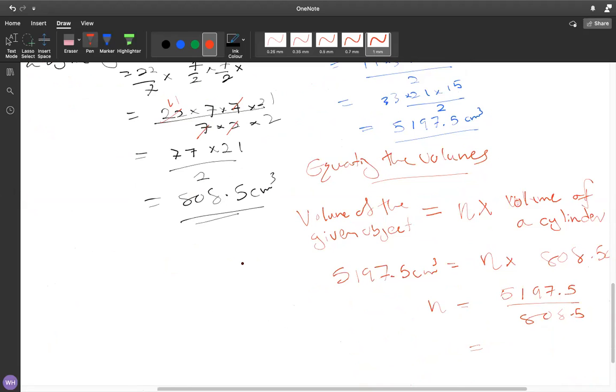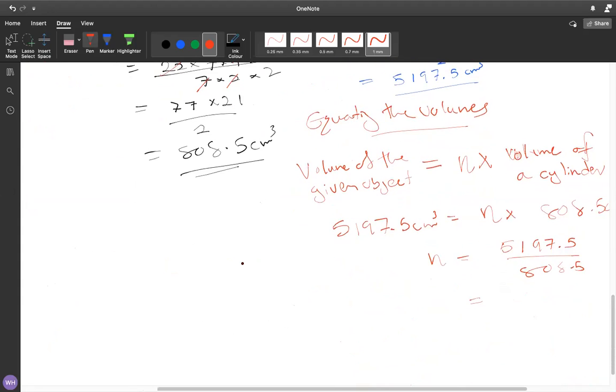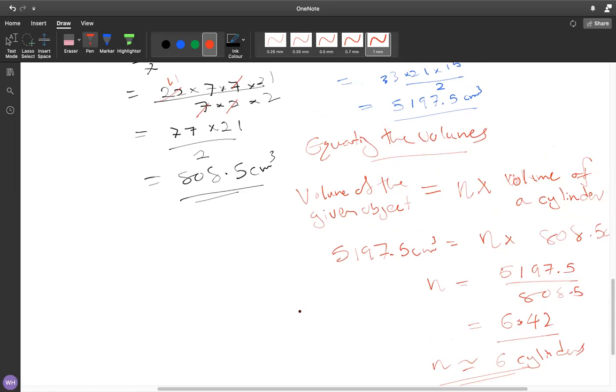5197.5 is to be divided by 808.5. The answer is coming as a decimal, 6.42. So n is equal to 6 cylinders. I don't know whether there's a mistake that I have done.